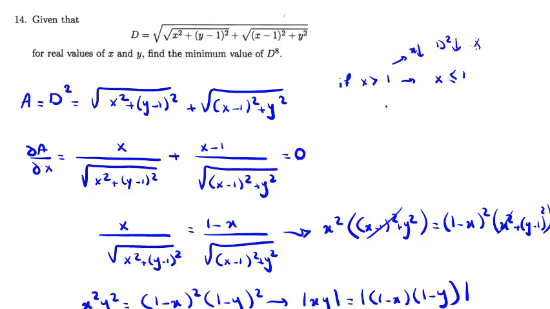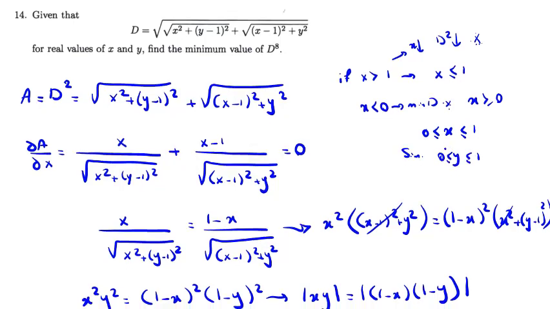Also, you can say if x is less than 0, then if you change x to 0, you decrease this, and also you decrease this, so d squared will be decreased. So again, by minimum d, you have a contradiction, so we can conclude x is at least 0. So x is between 0 and 1. Similarly, you can consider y is also between 0 and 1.